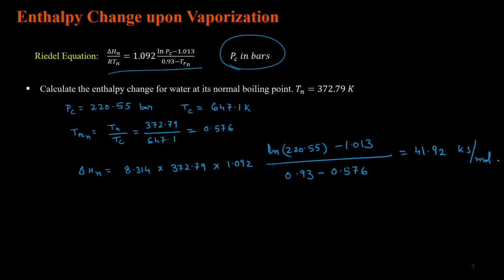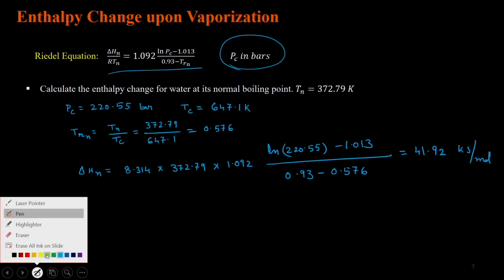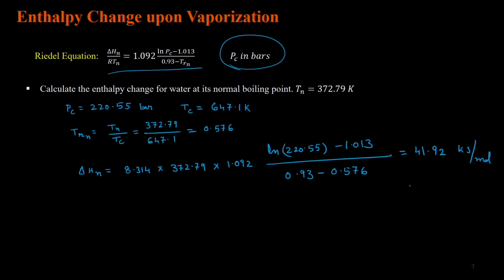Now this turns out to be a better estimate for water. The experimental value again is 40.67 kilojoules per mole, much closer to the experimental value.